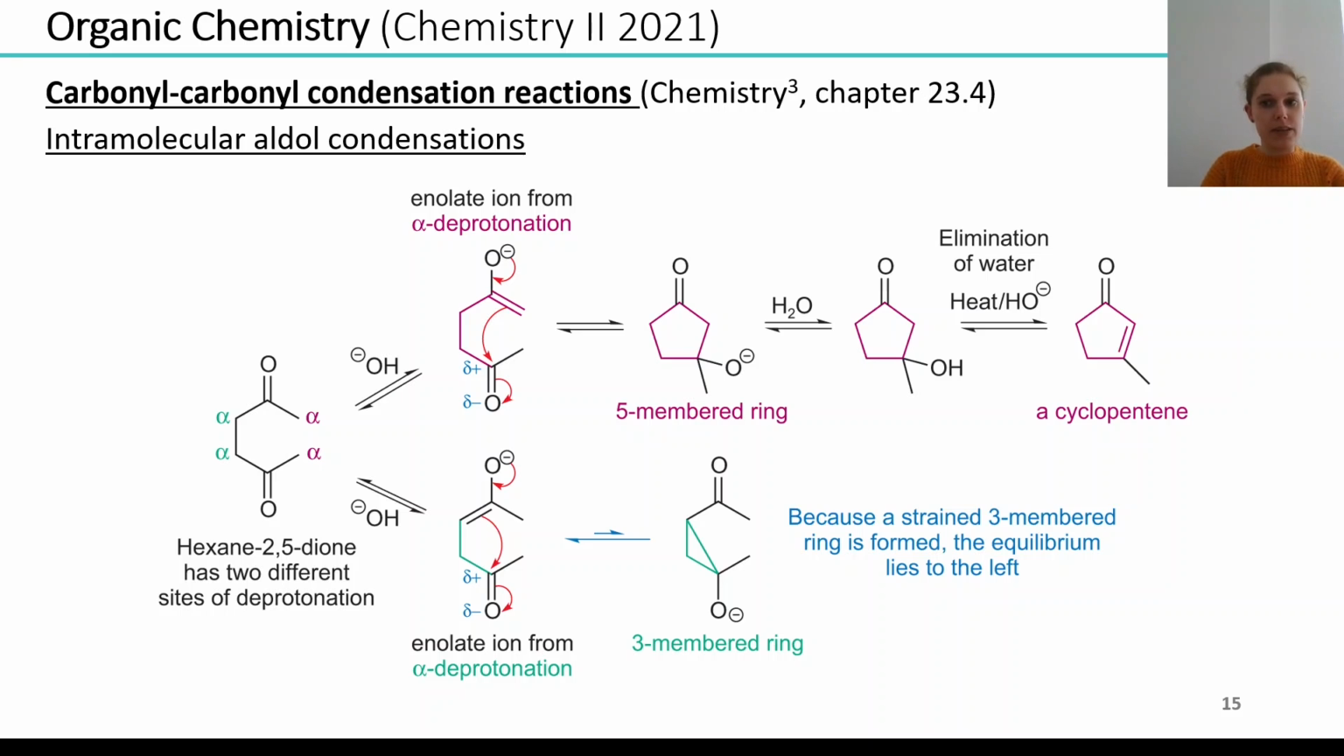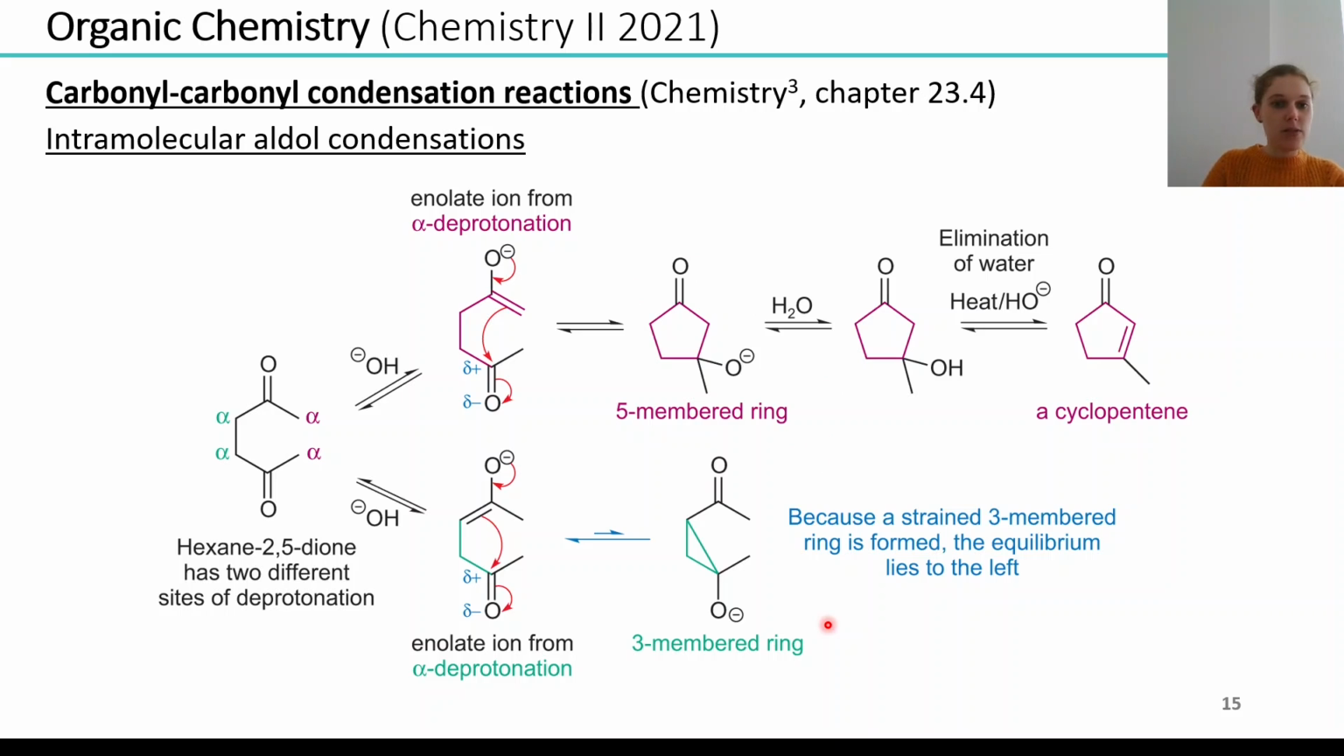And this becomes clear if you have a look at the intramolecular aldol condensation of hexane-2,5-dione. We see here this hexane-2,5-dione, and we can see here that we have 2 different sites for the deprotonation in alpha position. If we then deprotonate the different alpha positions, we end up with 2 different forms of the enolate ion. And then in the subsequent step, when the nucleophilic attack of the enolate ion on the remaining carbonyl group is conducted, you can see that from this enolate ion here on bottom, we will end up with a 3-membered ring, whereas from this enolate ion on top, we end up with a 5-membered ring.